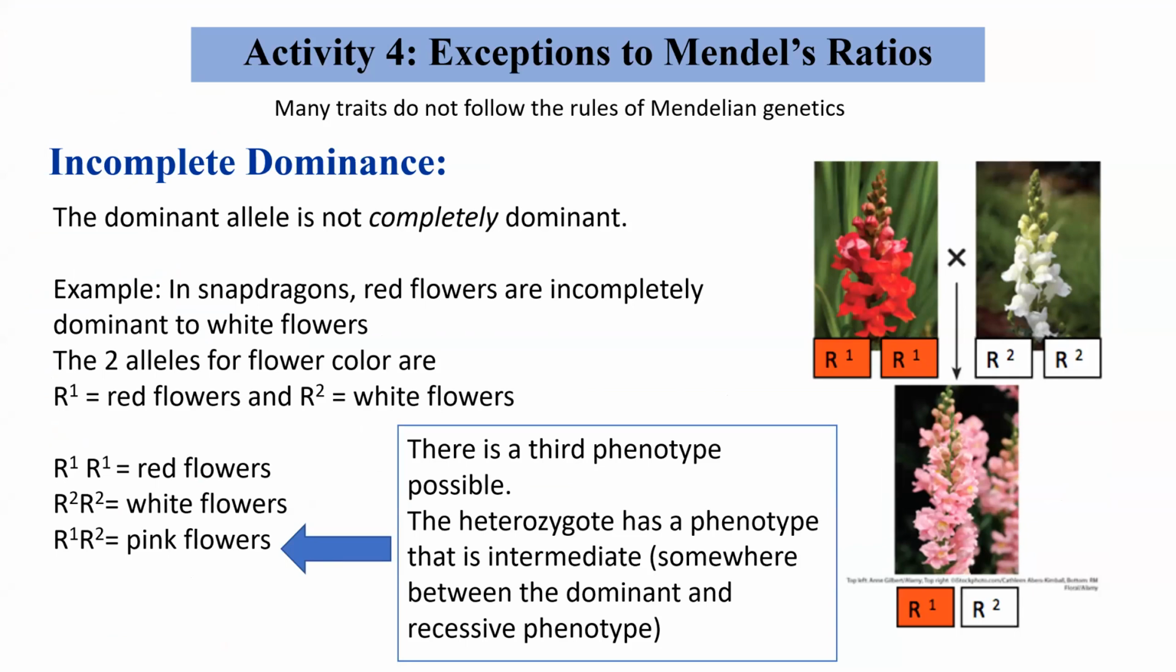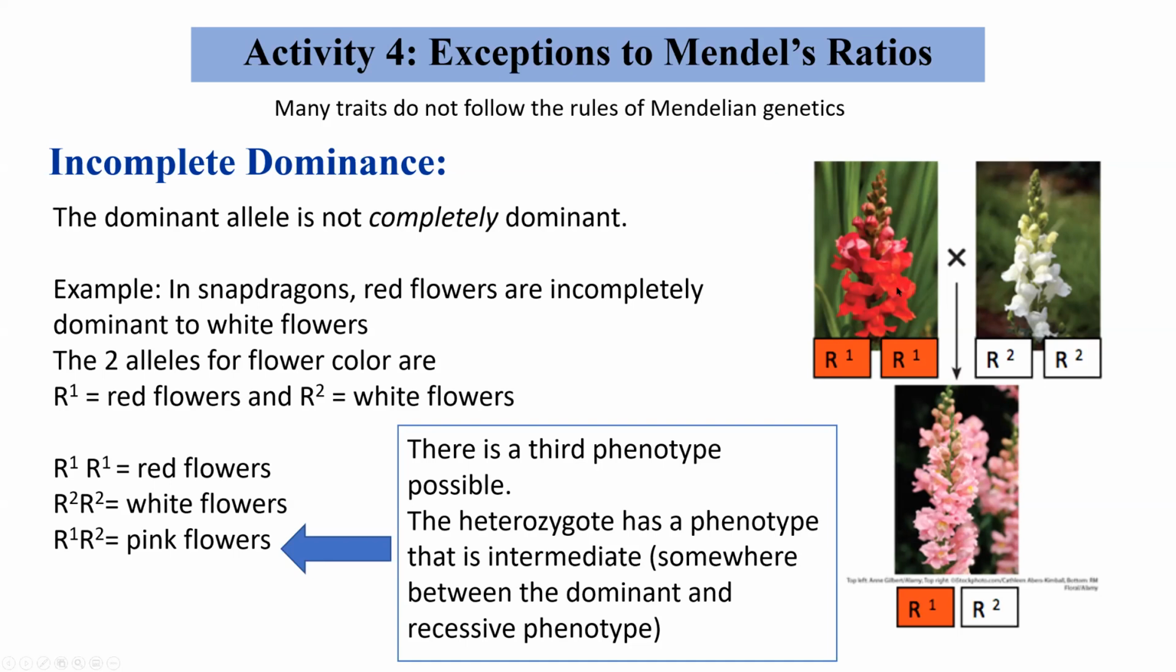However, a lot of traits do not really follow Mendelian genetics. There are a lot of exceptions. Usually inheritance patterns are more complex than what Mendel had explained through his laws. Although they were a great start and they hold true for a lot of characteristics, they don't hold true for all characteristics. So first we're going to discuss incomplete dominance. Here the dominant allele is not completely dominant, and the best way to represent this example is using snapdragons.